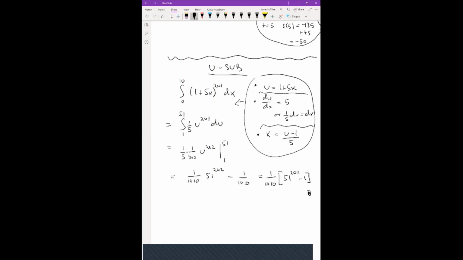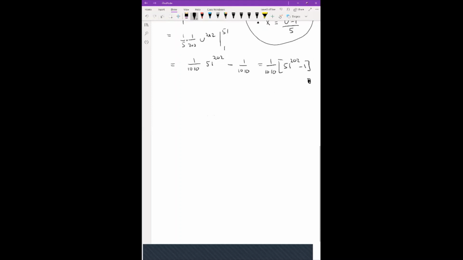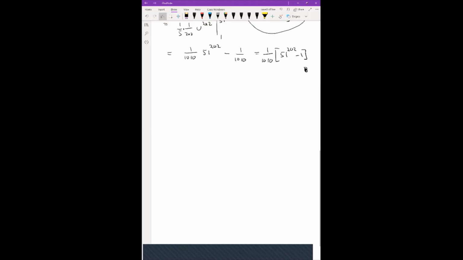Okay, so that's the first problem. Second problem, antiderivative of sine x over 1 minus cosine x dx. It's always a good strategy to try to rewrite this, in this case, as sine x times 1 minus cosine x to the minus 1 dx.